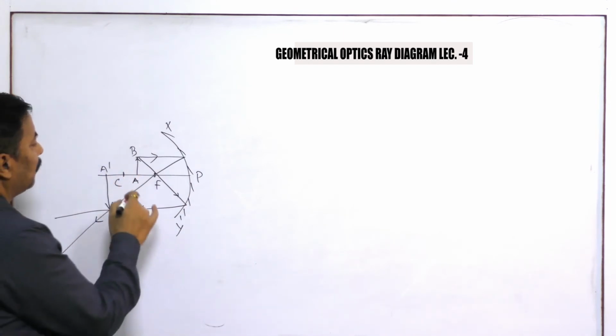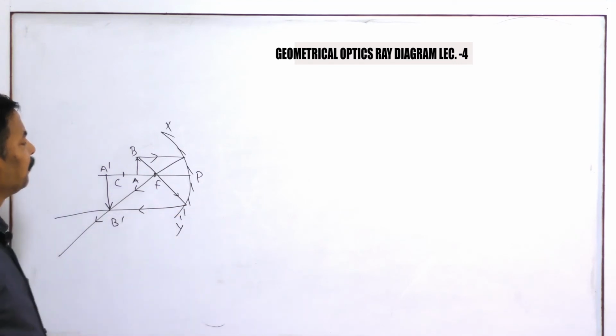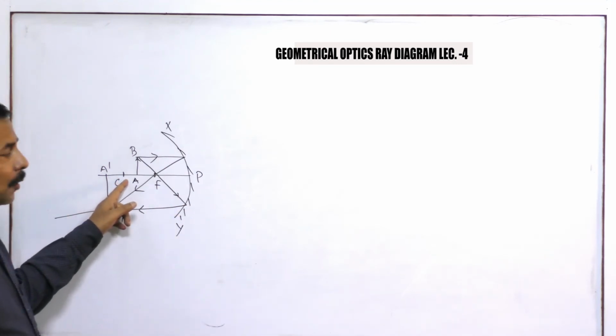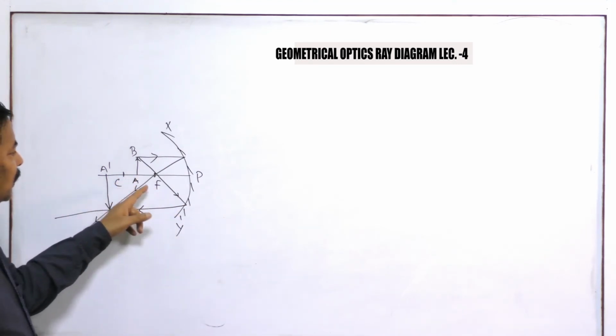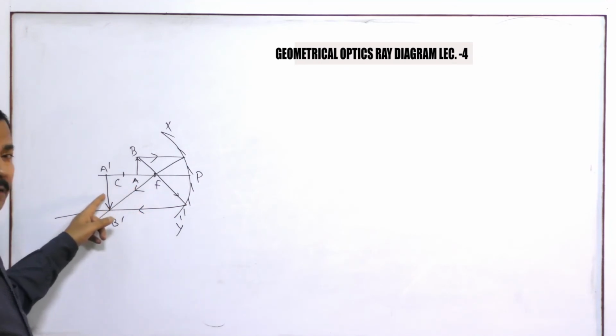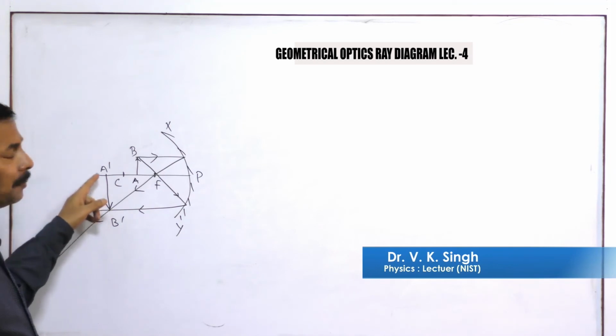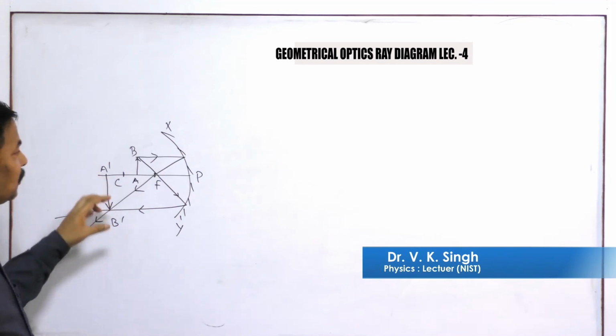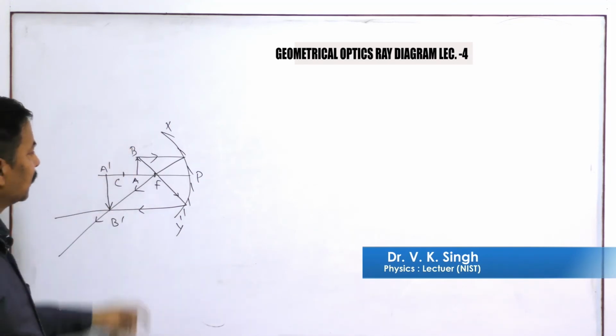So if the object is between center of curvature and focus, the image is formed beyond center of curvature, which is real and magnified. Magnified means bigger than the object.